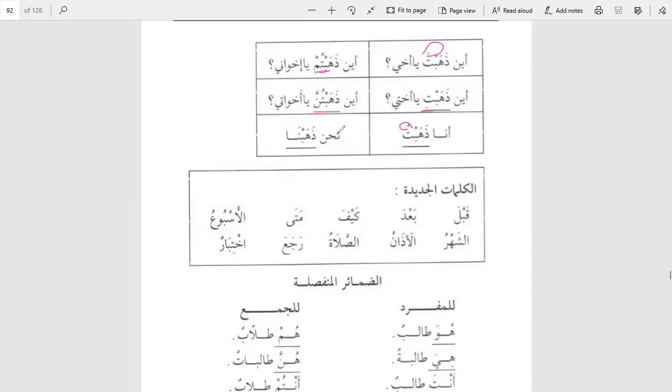Also when you're responding as a group of males or females, you say nahnu. It's the same. Nahnu, we are going. Dhahabna, then you say where you are going. So it's nahnu and ana. They all apply to both male and female.